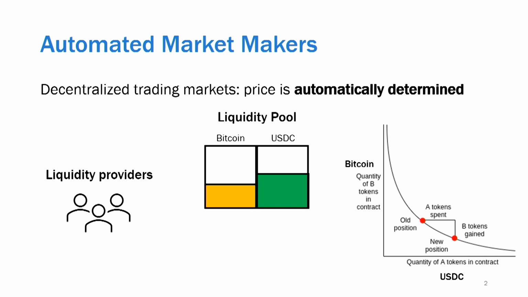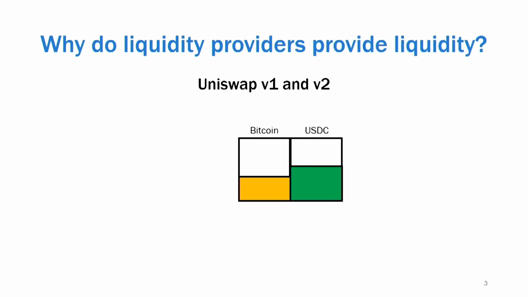I'm not going to be too worried about the actual mechanism, or about the price mechanism for AMMs. I'm more interested in trying to understand why liquidity providers actually provide liquidity. So why do they invest? As I mentioned earlier, it's a kind of investment for them.